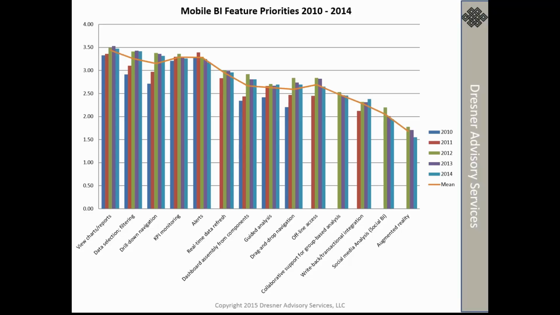So it's actually shifting away somewhat from static viewing of reports, which is how we would have done things years ago, in favor of data selection and filtering. So more interaction, drill down navigation, also more interaction, and we shift over, more of a focus on alerts, more of a focus on things like dashboard assembly from components, more emphasis on things like guided analysis and drag and drop navigation. So we're seeing much more interaction than we would have seen in the past.